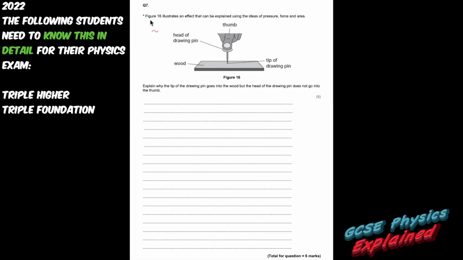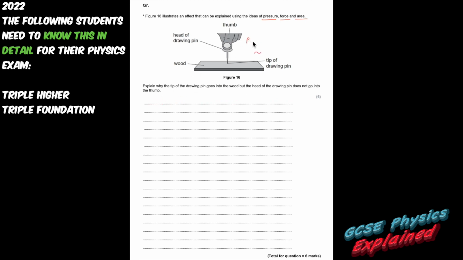Number 7. Figure 16 illustrates an effect that can be explained using the ideas of pressure, force and area. Explain why the tip of the drawing pin goes into the wood, but the head of the drawing pin does not go into the thumb.